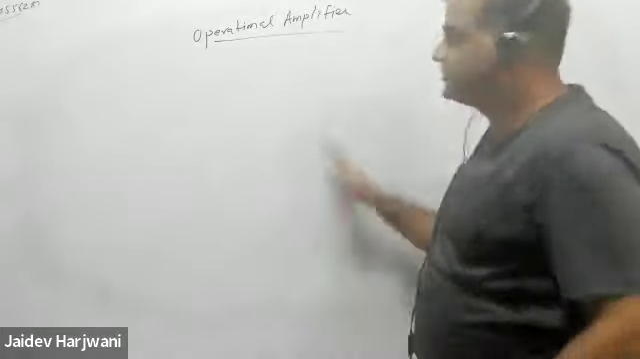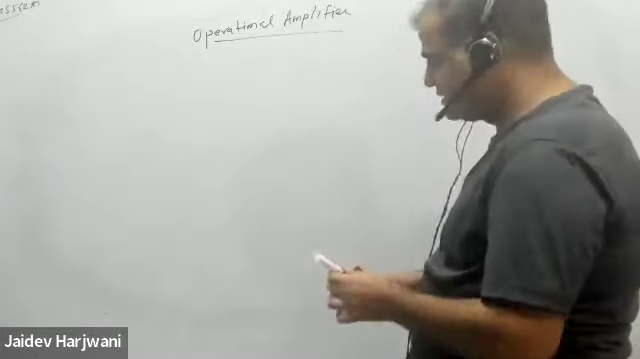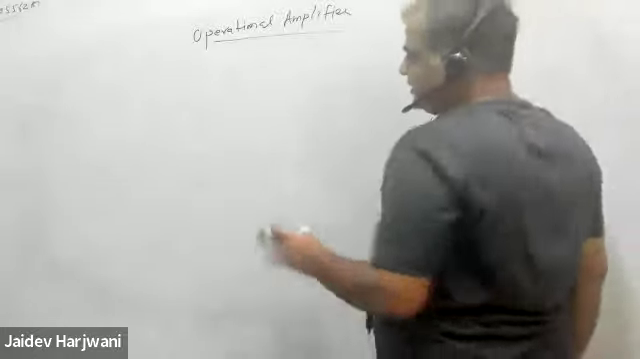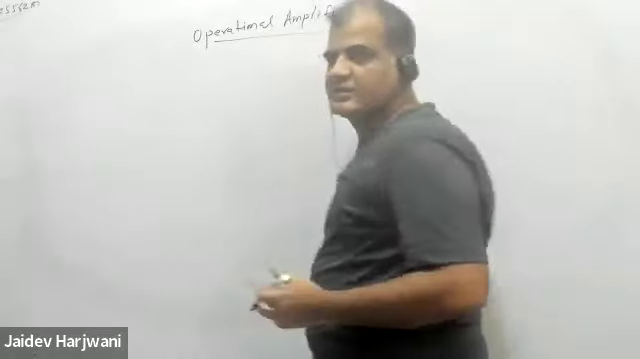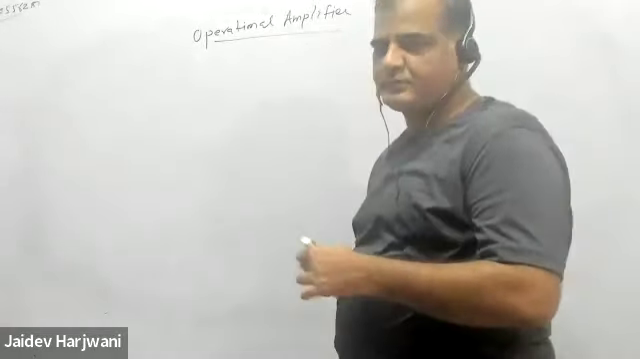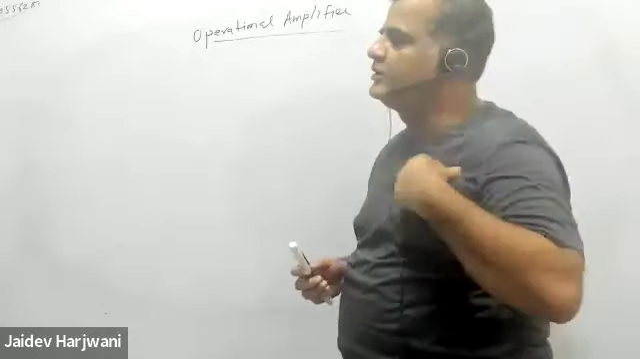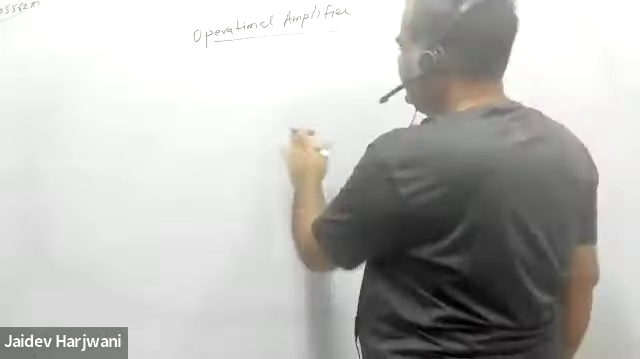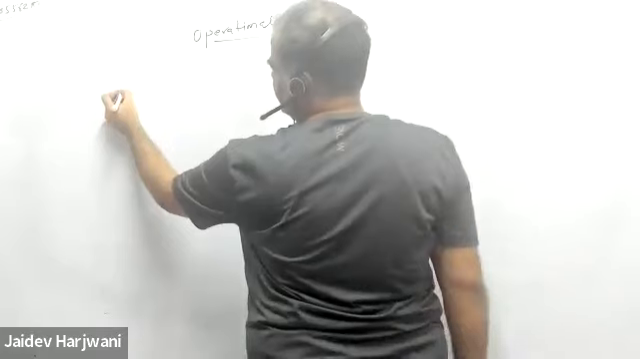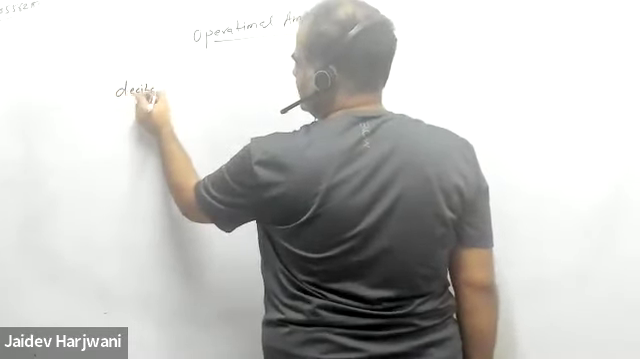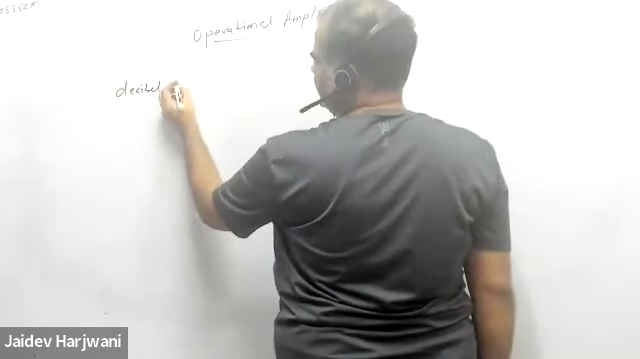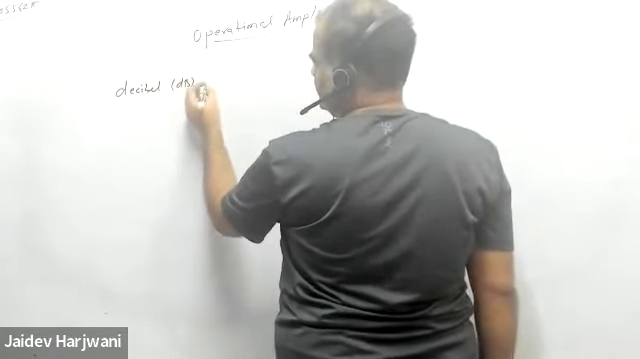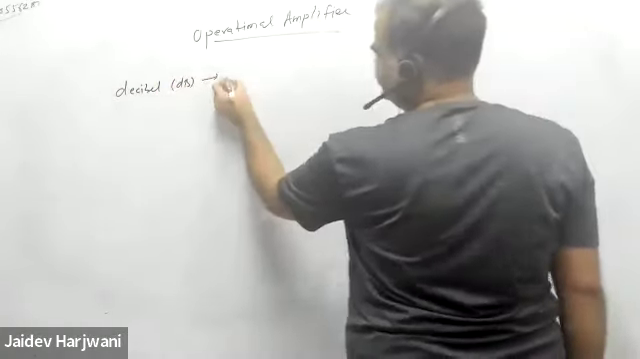Now, before we discuss operational amplifier, we were discussing the gain. Generally, the gain number is sometimes very high, like 10 to the power 3, 4. So we use a different unit called decibel, dB. This is a logarithmic unit.